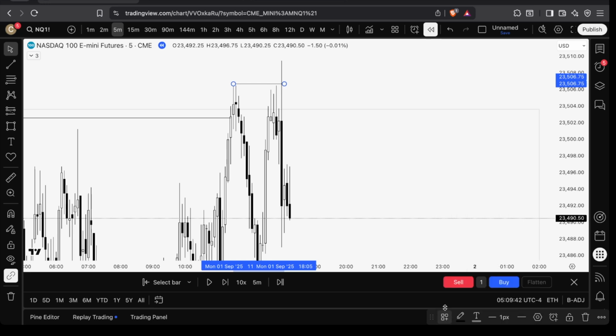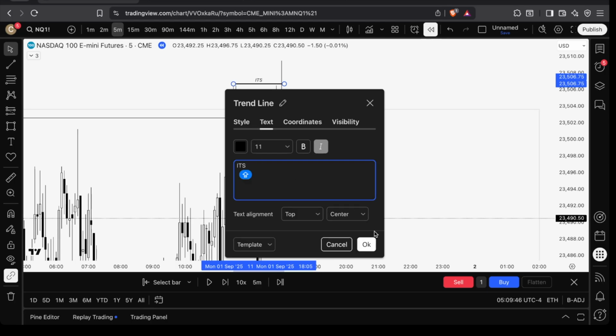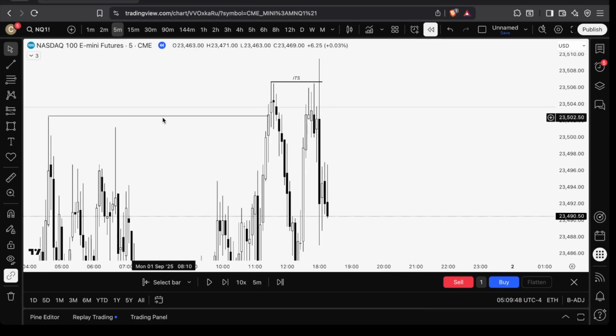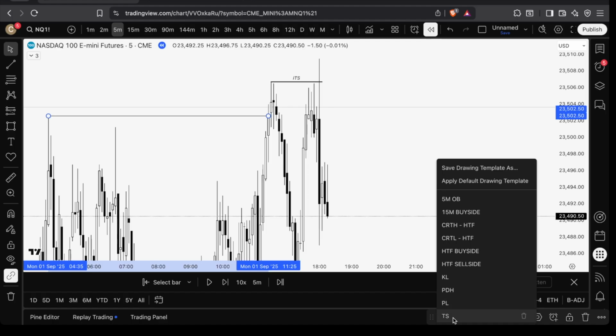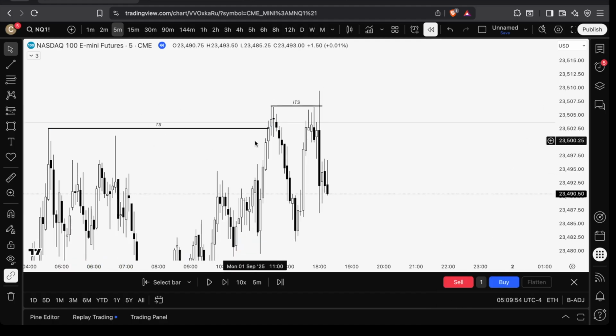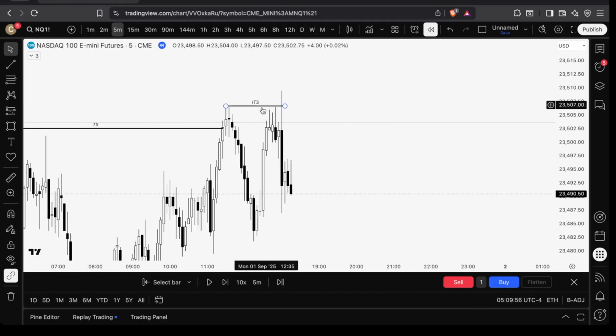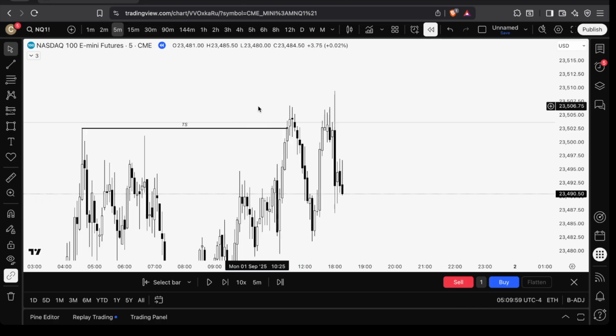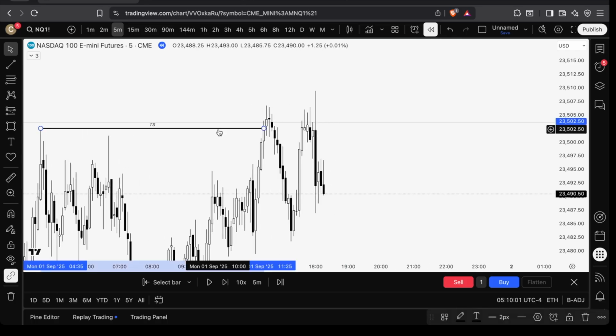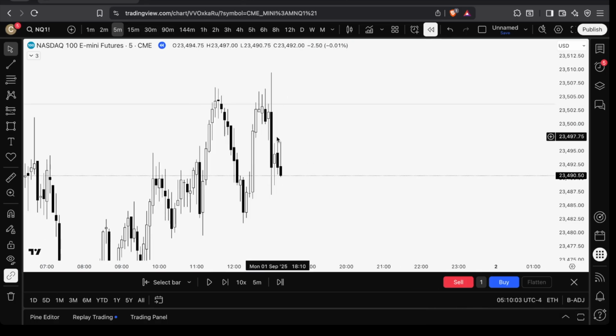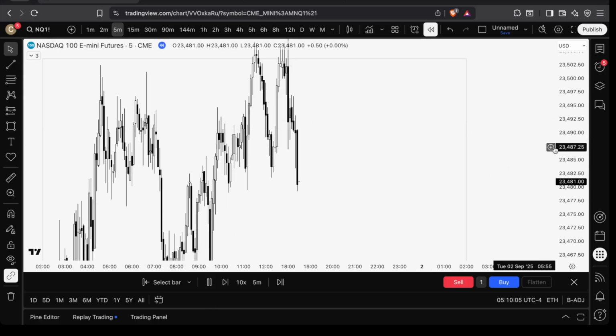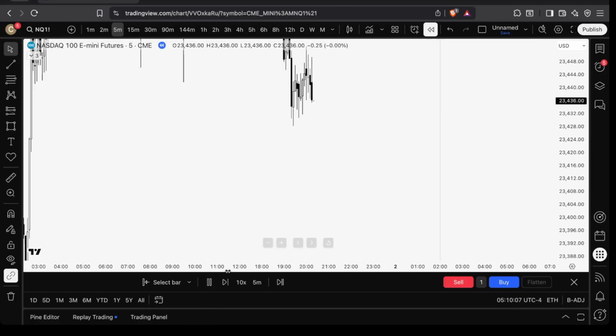If I have them. So TS, intra turtle soup. This one is, and this one is just a turtle soup, right? And then yeah, it's just distribution, and yeah, you go down.